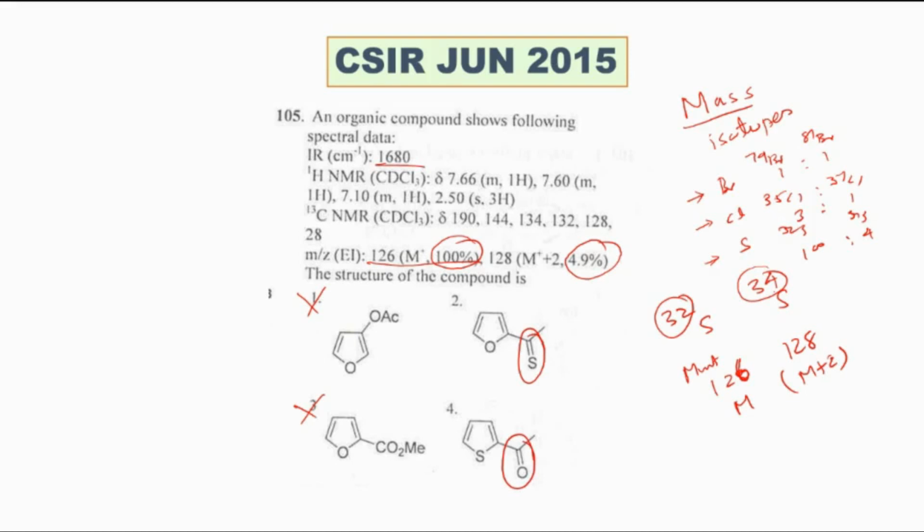Now, as you can see in the NMR, the values are highly de-shielded. All the carbons of the aromatic furan or thiophene should be highly de-shielded. So 7.66, 7.60, 7.10. And we know that sulfur is less electronegative than oxygen. So sulfur cannot create such an electron withdrawing environment compared to oxygen. So based on that, we can say that option 2 is the right answer. Is that okay, guys? Yes? Do you agree, all of you?